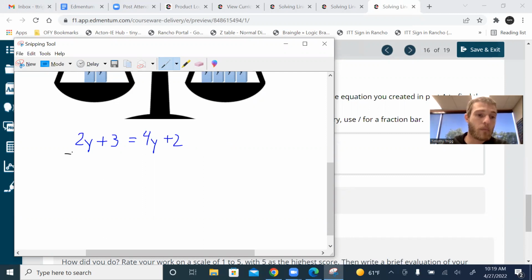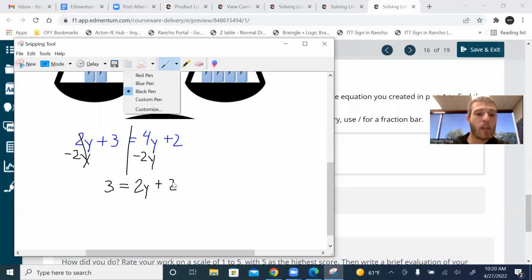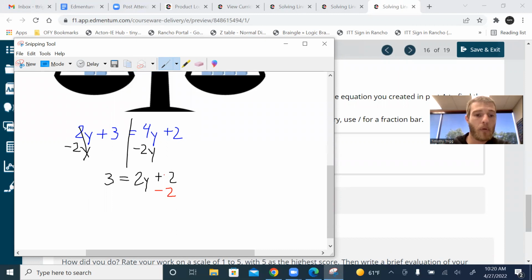So what I would do is I would subtract this 2y on both sides of the equation. Now I will only have y's on this right side. See that? So on the left here, I've just got 3 and then equals. Over here, I've got 4y minus 2y. So that's 2y. And we still have a plus 2 here. My next step would be to get rid of this plus 2. And the way you would do that is you would subtract 2 on both sides of the equation.